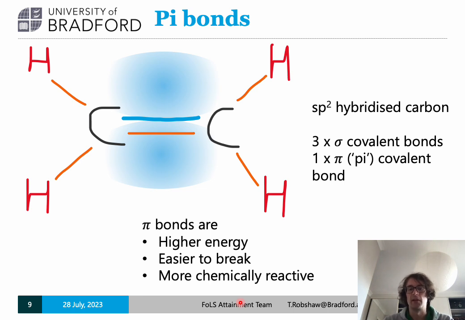Pi bonds have some important characteristics. They're higher in energy, weaker, and easier to break than sigma bonds. And this is the reason why organic species with double bonds are generally chemically more reactive than similar species with single bonds. This is the driving force behind a number of biochemical processes, steps in drug synthesis, and other important organic reactions.